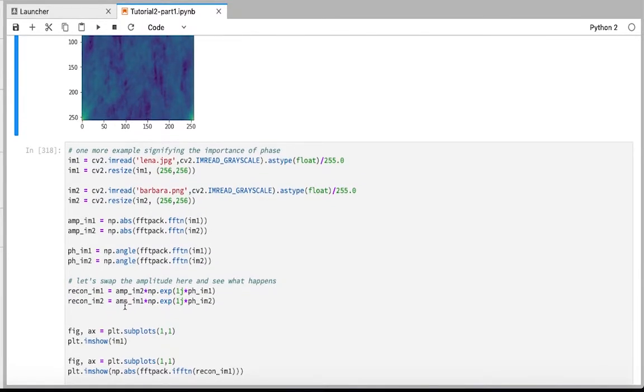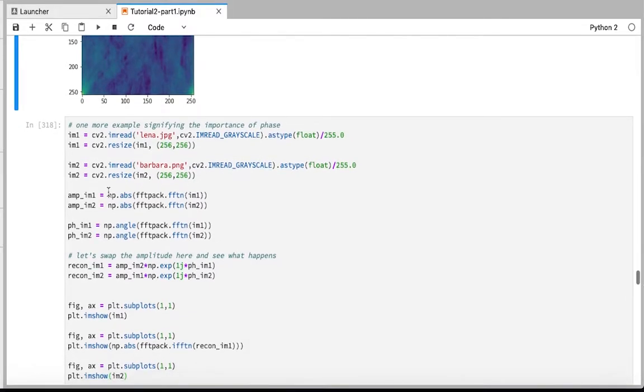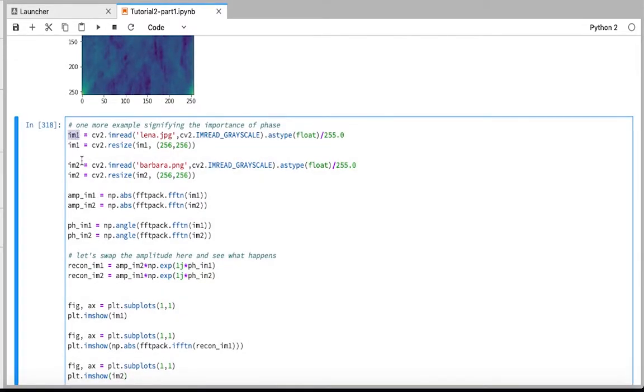We'll take two images, Lena and Barbara. What we do is we'll just combine the phase of one image with the amplitude of the other image, and we'll swap both of them. And we'll see what we get, right? So I took two images.